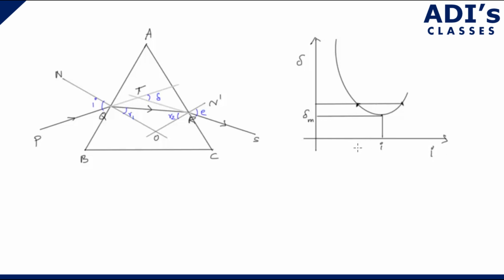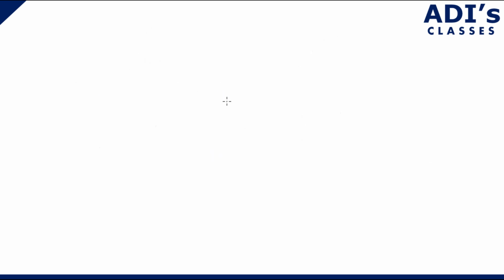We are trying to find the refractive index of the prism, or of the material, using delta M. Again, I'll repeat: at delta M we have I and E the same, and R1 and R2 will also be the same, correct? Because QR becomes parallel to BC. So at delta equal to delta M, meaning at minimum deviation, we have I equal to E and R1 equal to R2. Let's call it R.